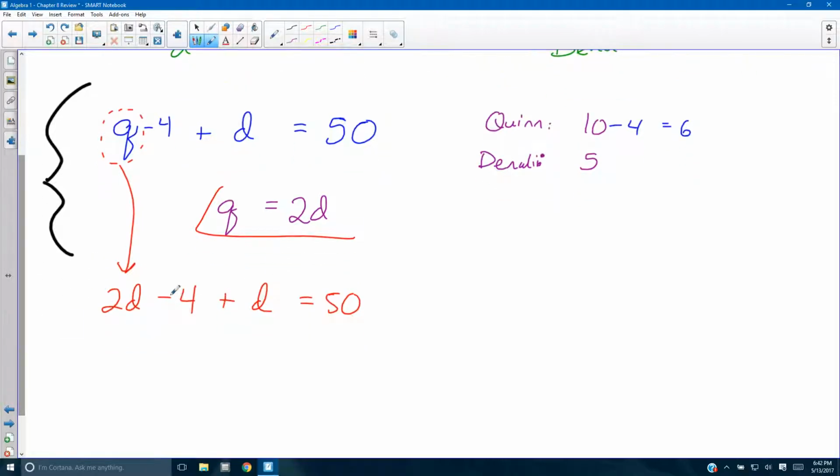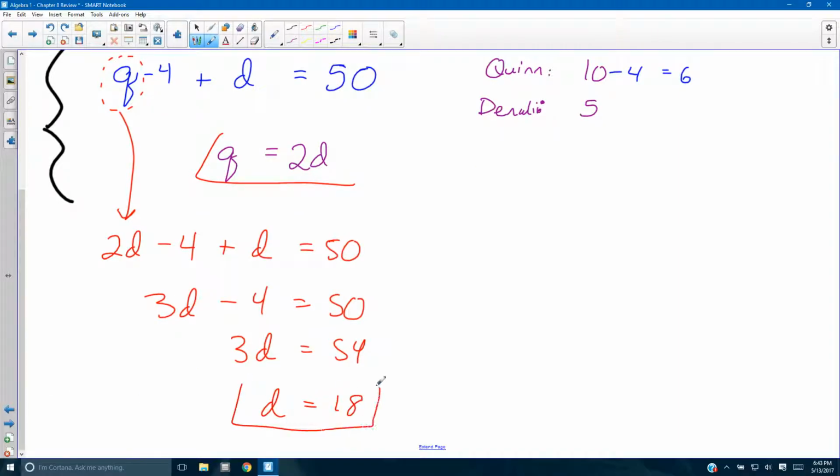Now, to restate what this says, if I take Quinn's pieces of candy, which is twice as much as Denali had, and then he eats 4 of them, and then you add how much candy Denali has, you'd have 50 pieces of candy. Whew. There we go. 2D plus D is 3D. Put your glasses on. Add 4. Divide by 3.